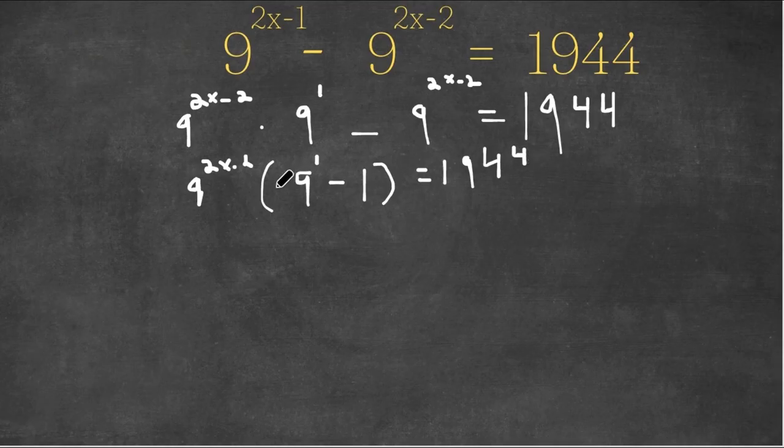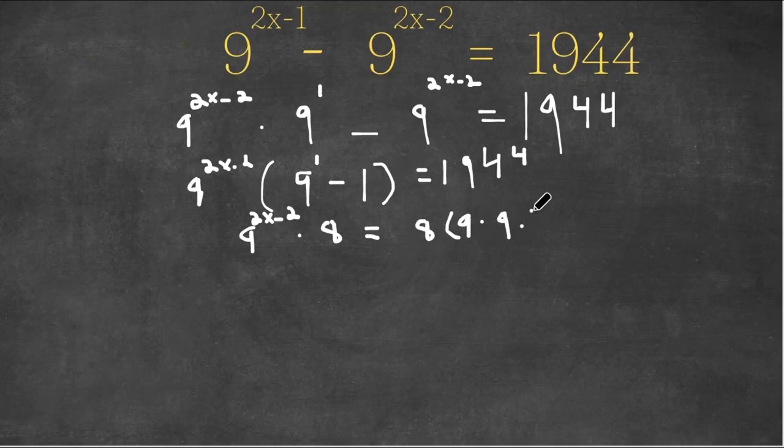So now, well, 9 to the power of 1 is 9, and minus 1 is 8. And I'm still multiplying this with 9 to the power of 2x minus 2. This equals, I can actually rewrite 1944 as 8 times 9 times 9 times 3.